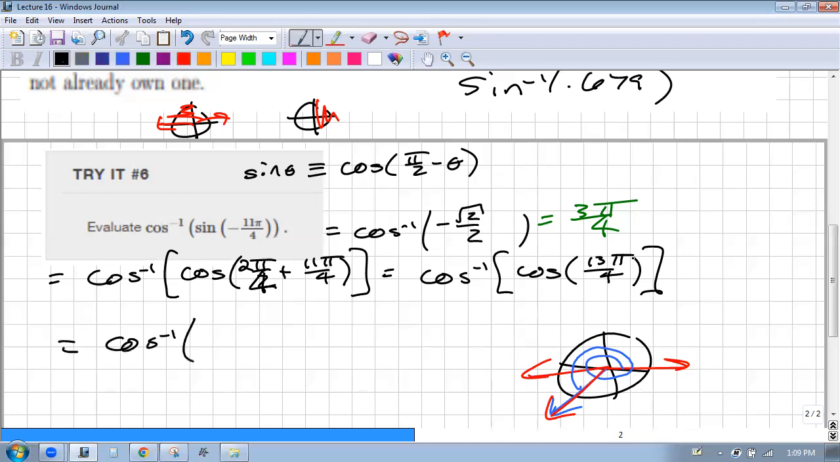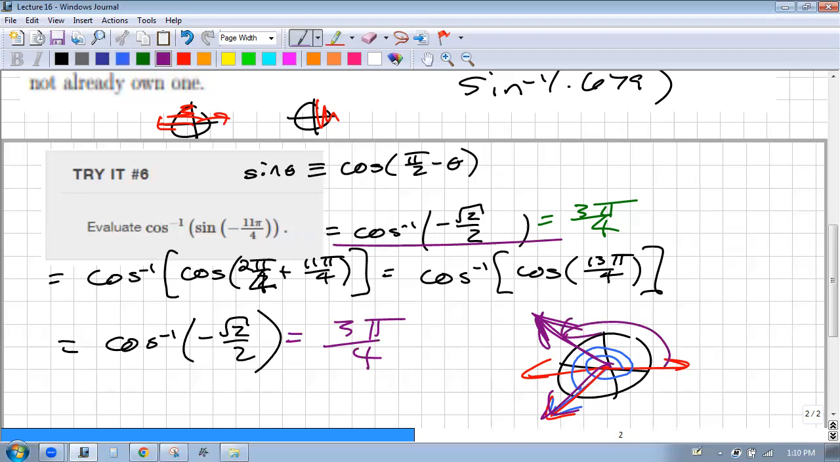Let's see, what is cosine of 13 pi over 4? It's negative root 2 over 2. Now we're in the same spot we were up here. It's going to look at this thing and say, this is an x coordinate, so it's going to have to be this angle. Cosine of this is the same as cosine of that, but cosine inverse doesn't know about anything other than the top half of the circle. So it's going to say it's got to be 3 pi over 4. So you can do it either way. I just do it this way because we can just evaluate this.